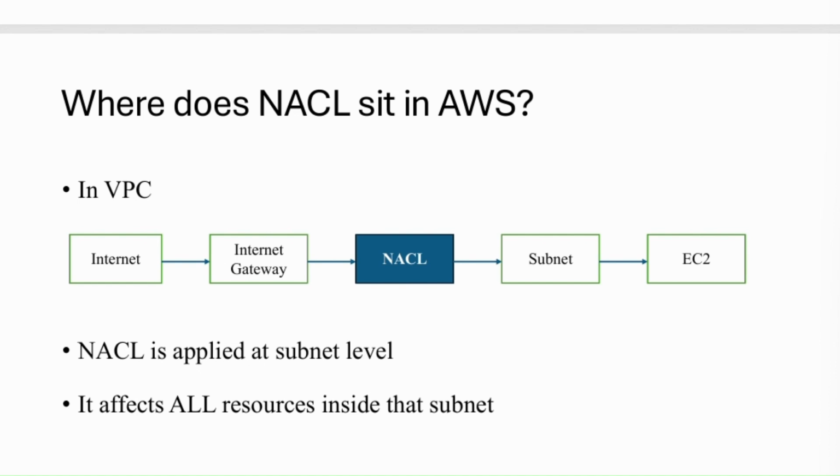After the internet gateway, the data enters the VPC. Inside the VPC, there is a subnet. The NACL sits here. It checks all traffic going in and out of the subnet. Finally, inside the subnet, there are EC2 instances. EC2 is like a computer server. So the order is first there will be internet, then internet gateway, NACL, subnet, and then EC2 servers. So NACL is like a middle police officer. It checks everything before it reaches your server.